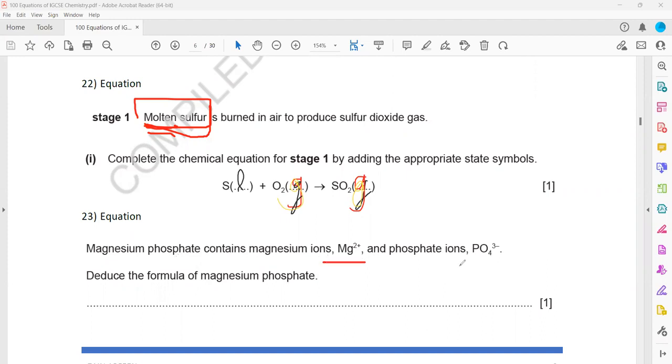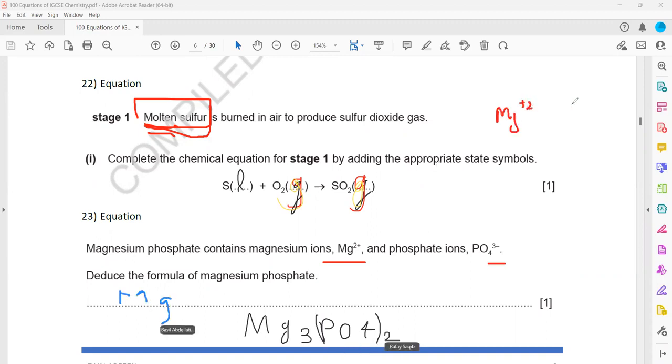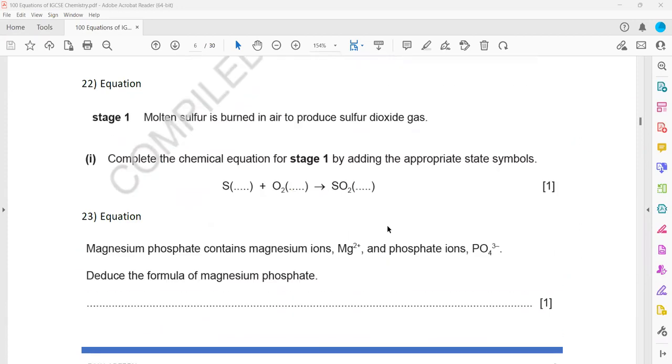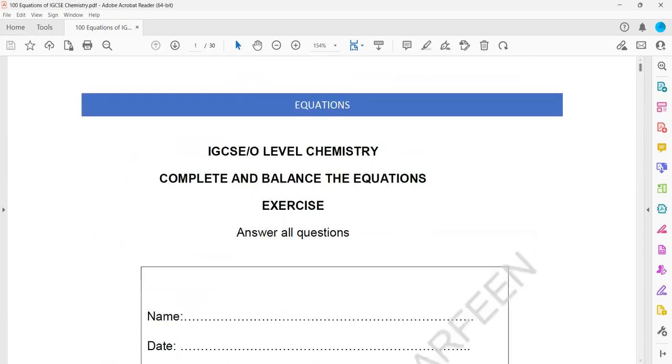Magnesium phosphate contains magnesium ion and phosphate ion. What is the formula for magnesium phosphate? Magnesium is group 2, +2 valency, and phosphate is PO4 -3. So we cross multiply. It will be Mg3(PO4)2. So this was from page 4 to 6. Next session we'll do more from this.